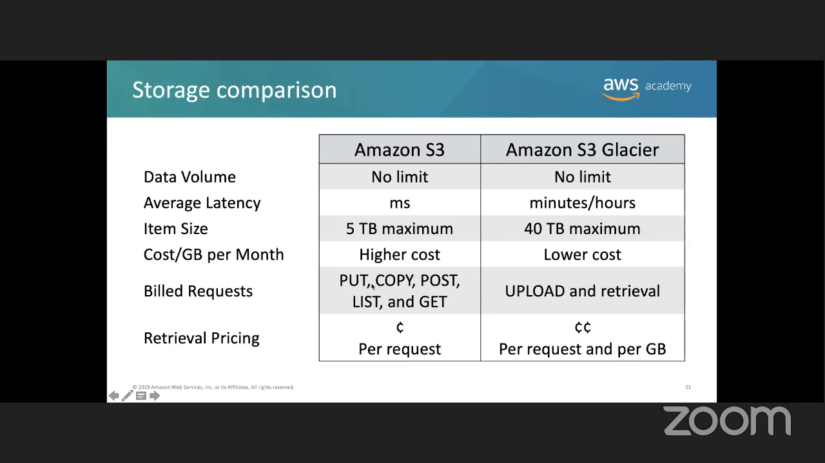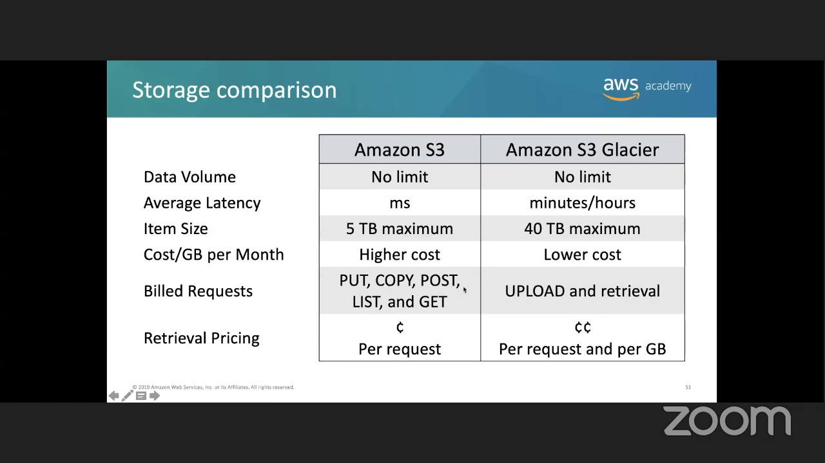Billed requests: put, copy, post, list, and get. This is for upload and retrieval, because basically archiving is for retrieval. You know, who's going to access this file after 60 days or 70 days? And for the retrieval pricing, this is less expensive than this one. This costs more. Okay. So that's what I said before, that this one's going to be more expensive for retrieval. But the requests, you have more requests here, so you're going to pay more. It's a higher cost with this one.